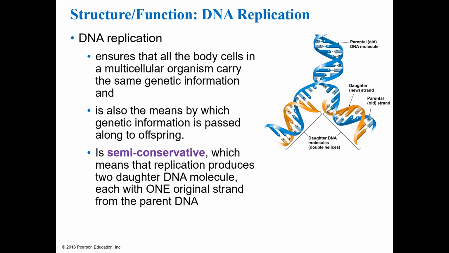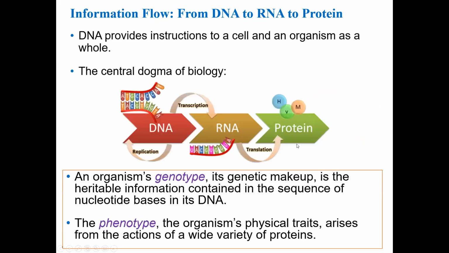This is more prevalent, obviously, in meiosis, making gametes, sex cells, sperm and egg cells. It's semi-conservative, which of course means that DNA replication produces two daughter DNA molecules, each with one strand from the parent DNA. So in other words, you have the parent DNA and you get two different sets of DNA afterwards.